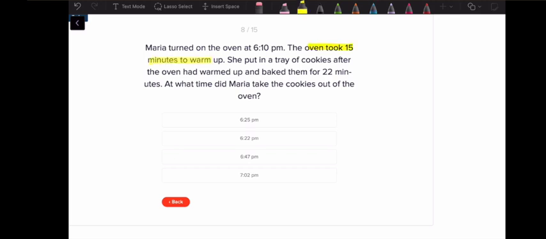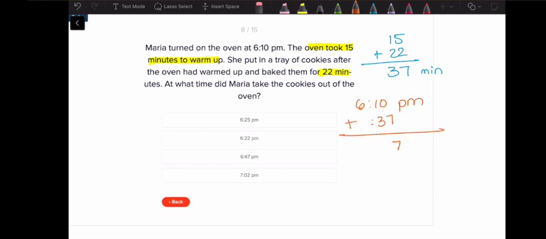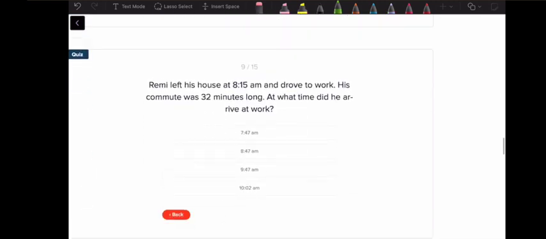So the oven took 15 minutes to warm up. So it's going to be 15 plus. She had to leave the cookies in the oven for 22 minutes. So let's see, that's going to give us a total of 37 minutes from the moment she started to now when she's going to take out the cookies. So she started at 6:10 p.m. We're going to add 37 minutes to that. So that means that she's supposed to take out the cookies at 6:47 p.m.